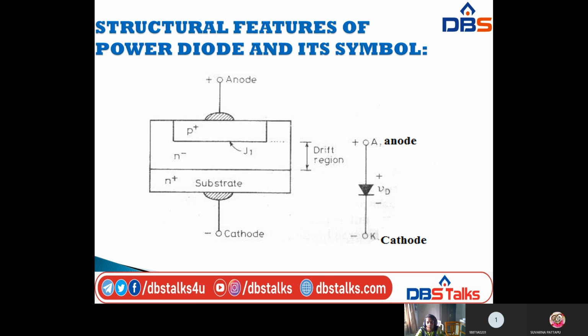Electrons will be moving in the drift region. Holes are on the P side and electrons on the N side, and this region is called the drift region. Okay, next slide.